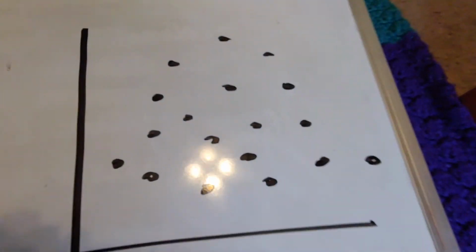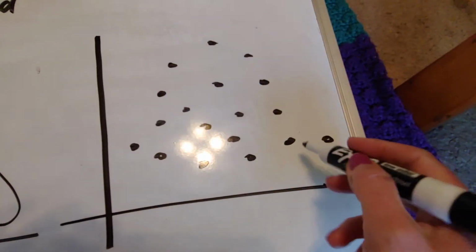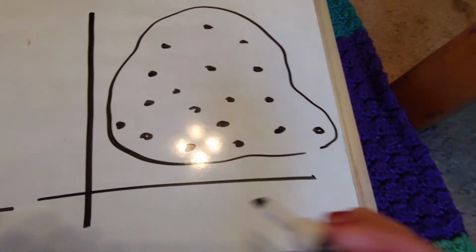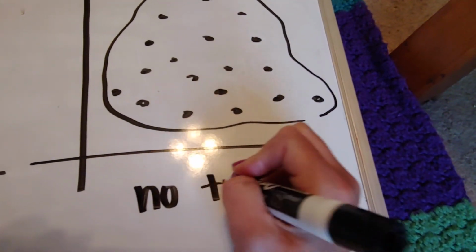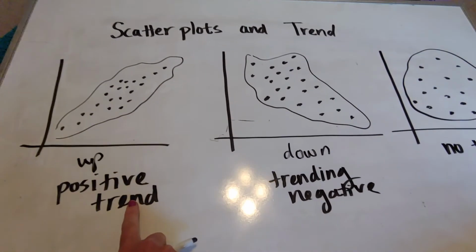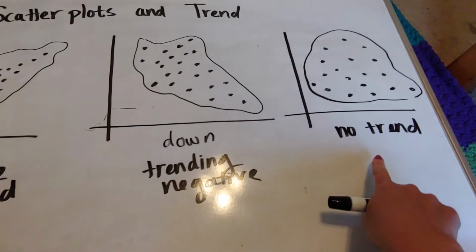Now if I look at this last one, you can see it's neither up nor down. So this has no trend. No trend. So here are 3 examples of trending positive, trending negative, and no trend.